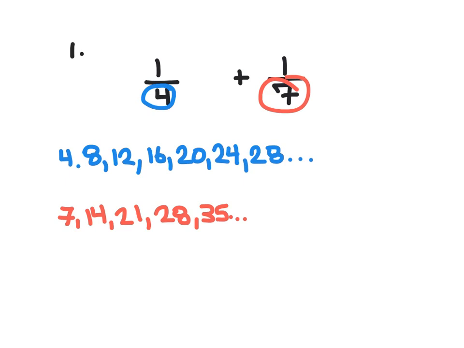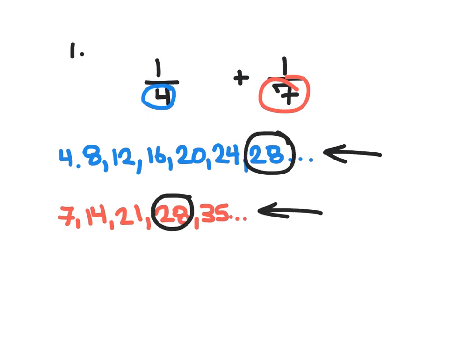Now, when I look at my multiples of 4 and I look at my multiples of 7, my smallest number that both my 4 and my 7 share is 28. So 28 is going to be my least common denominator. So I'm going to multiply 1/4 times a number so that I can get a denominator of 28. And I know that 4 times 7 gives me 28, so I will multiply my first fraction by 7/7.